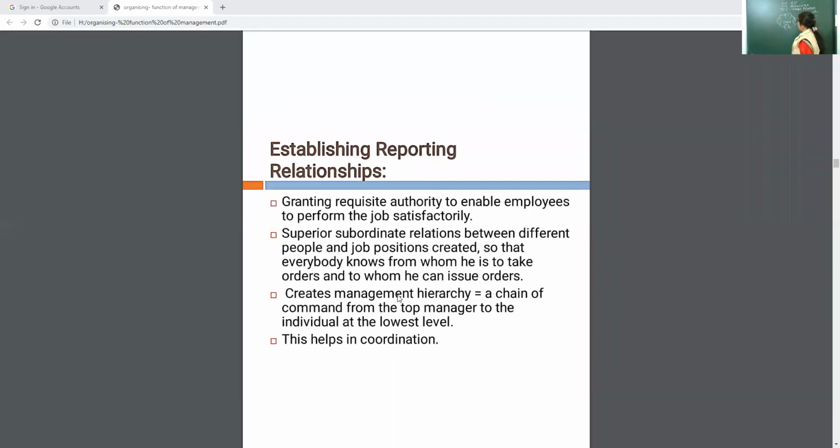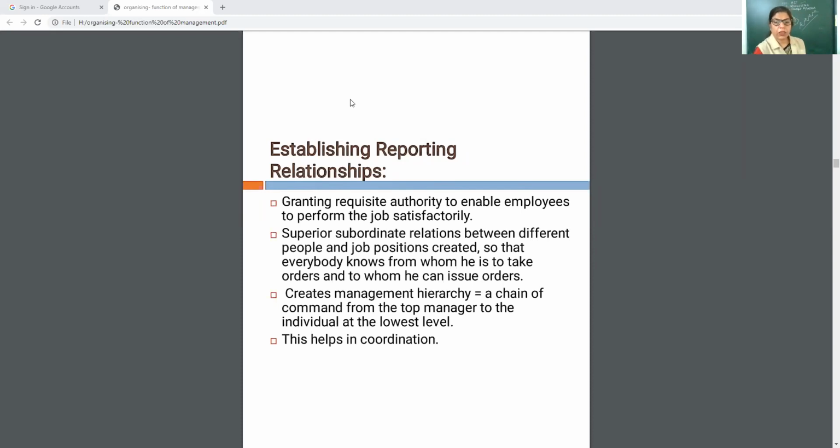Then the last step, E. Establishing reporting relationship. It means who is superior and who is subordinate. Who is answerable to whom? It is to be clearly mentioned to whom you are answerable. So establishing reporting relationship. How to write? This is the last step in the organizing process after identification and division of work, departmentalization, and assigning duties. The last step is establishing reporting relationships.